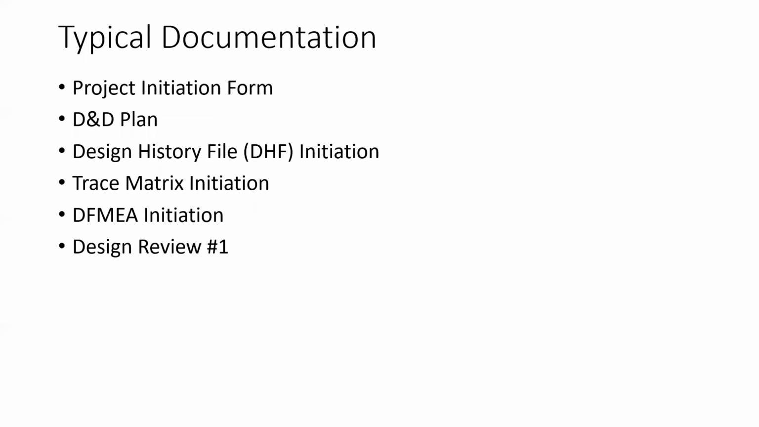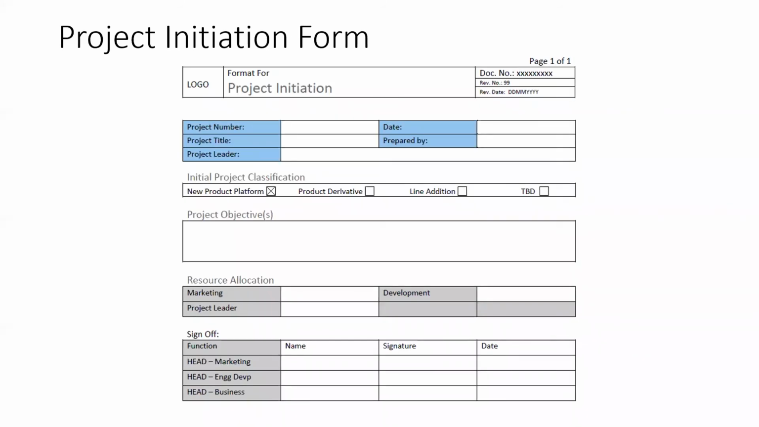Now, coming back to the aspect of documentation, and remember, we are in the first stage of the design procedure, which is the define stage. In the define stage, typically there would be a design development plan, a design history file, a trace matrix, which I'm going to come to in a little bit, a DFMEA, which we are going to speak about again, and a design review one. These are typical examples. These are standard formats which you, as an organization, need to create for yourselves and define in your design procedure.